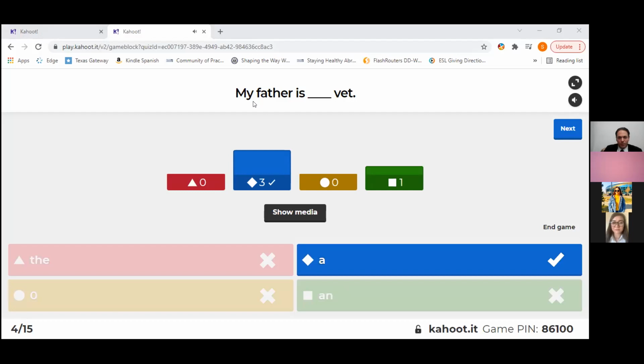Okay, most of us got it correct. My father is a vet. Why is it a vet instead of the vet? So why is it a vet and not the vet? Any thoughts?